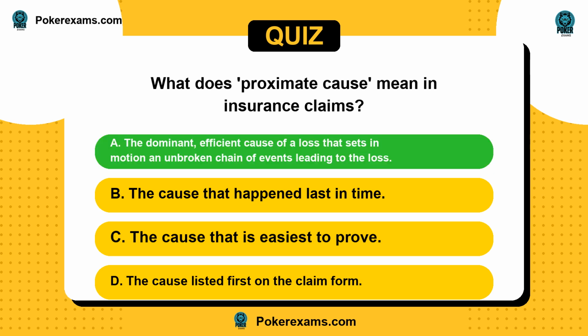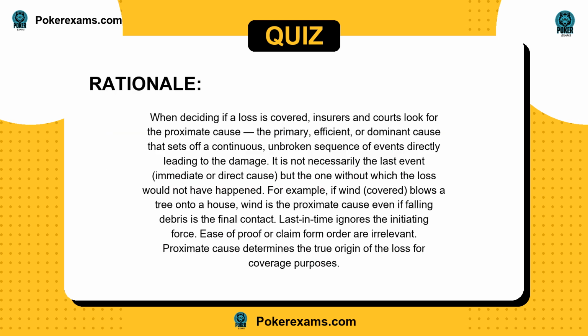The answer is A. When deciding if a loss is covered, insurers and courts look for the proximate cause, the primary, efficient, or dominant cause that sets off a continuous, unbroken sequence of events directly leading to the damage. It is not necessarily the last event, immediate or direct cause, but the one without which the loss would not have happened. For example, if wind, covered, blows a tree onto a house, wind is the proximate cause even if falling debris is the final contact.